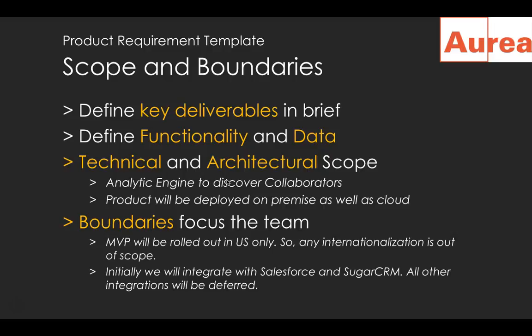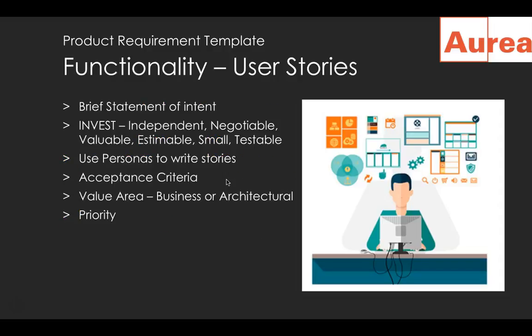For example, we can say MVP will be rolled out in US only, so do not invest any effort on internationalization. Or we can say initially we're going to integrate with only two CRMs, Salesforce and Sugar CRM, so let's keep our focus on these two initially and get the proof of concept or the validation for the product up and running fast. So the idea is to create a boundary where we don't overextend the team.